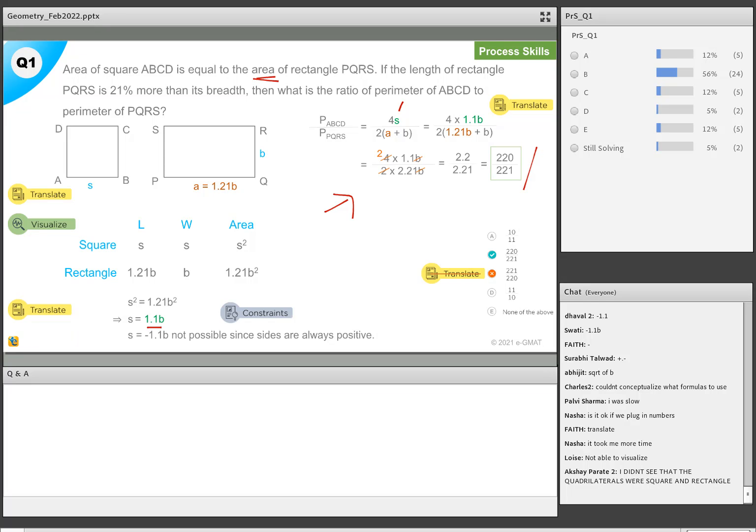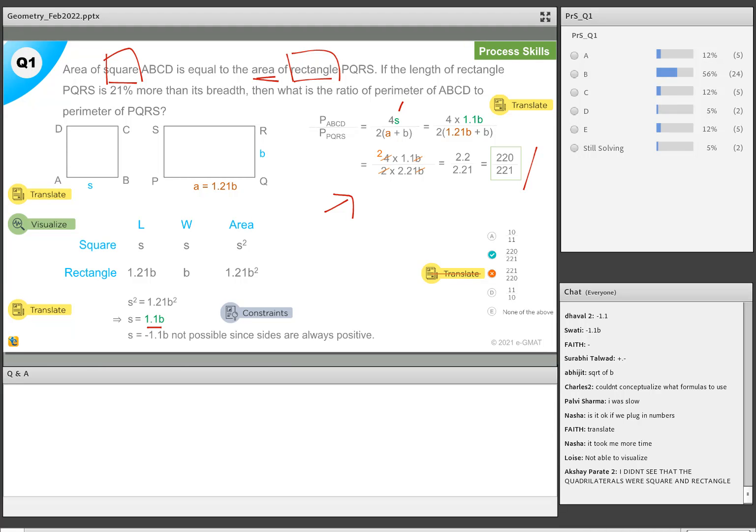Couldn't conceptualize what formulas to use. That's interesting. Palvi, that's okay. Over a period of time, you are going to build that ability. I'm pretty confident. What formula to use is based on what entities are given and what we are being asked. We are given the area of a square. The minute you read area of square, S square should come to your mind. The minute you see area of rectangle, length into breadth, A into B should come to your mind. And then you're talking about perimeter. Square perimeter is 4S. The other one is 2 into L plus B.